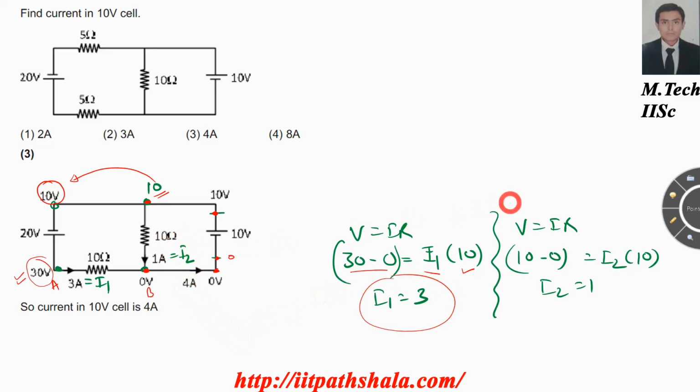Similarly, you can find out the value of I2 in the similar manner, and by the method of KCL, the Kirchhoff current law, the current flowing in this 10 volt battery over here is the sum of both of the currents. So 3 plus 1 gives you a 4 ampere current. So my third option is the correct option.